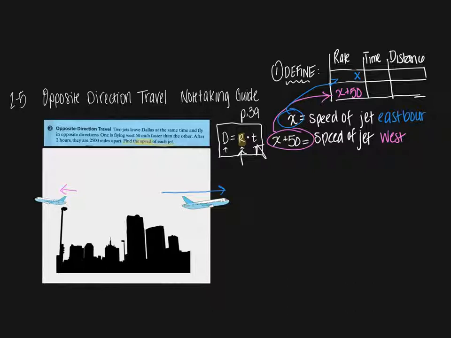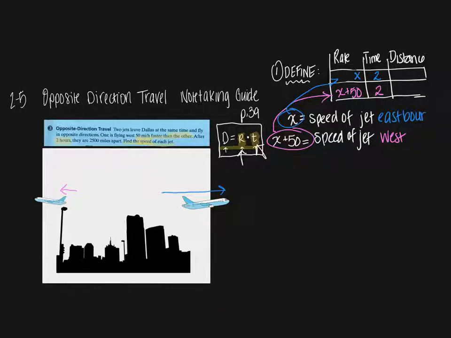So let's come back down to my equation. D equals R times T. Let's look and see if I can find T, how much time I'm spending. Two jets leave Dallas at the same time and fly in opposite directions. One is flying west 50 miles an hour faster than the other. We've dealt with this part. After 2 hours, so how much time has elapsed? Right, 2 hours. That's the same whether they're going eastbound or westbound. They're both 2 hours apart. Okay, so I've got that.